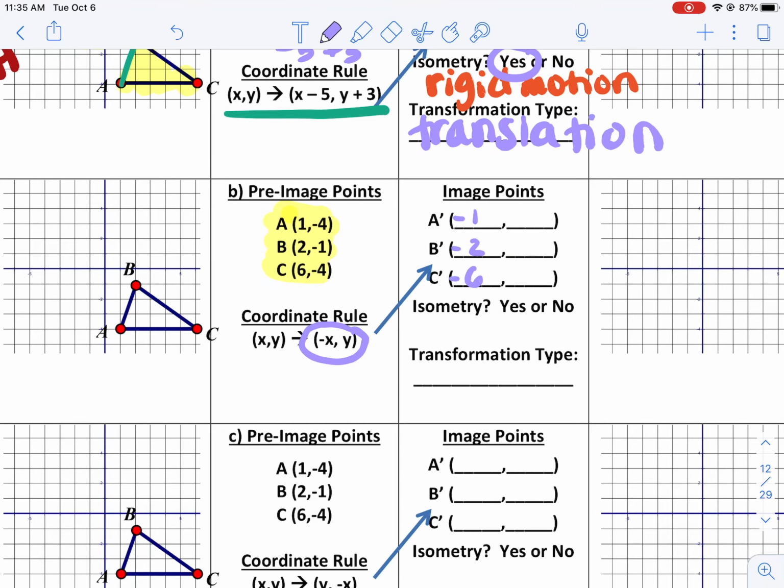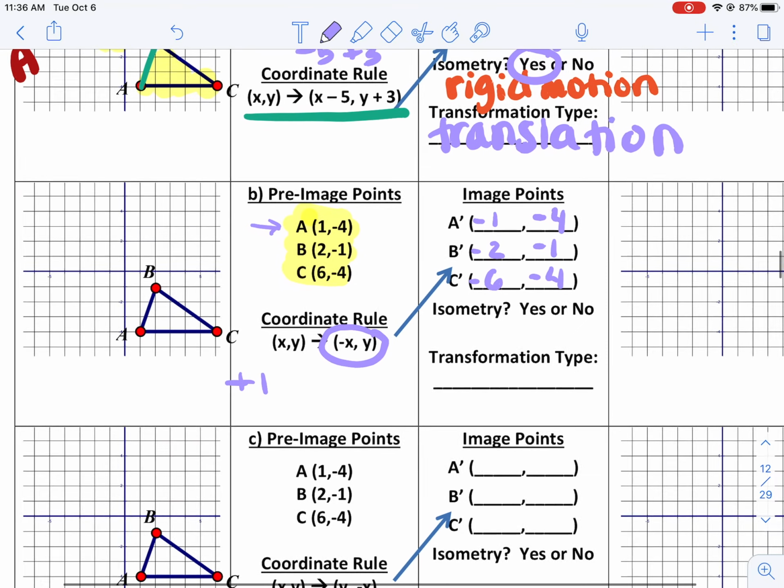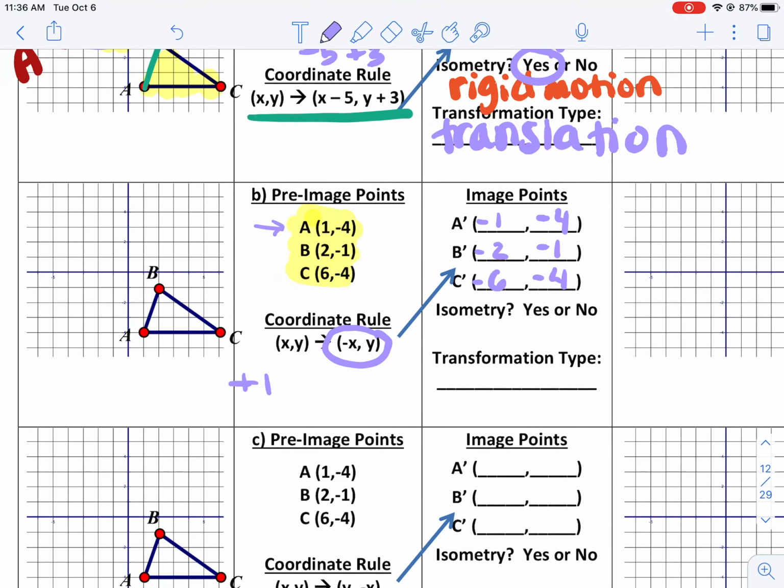Now, just to make sure, if in this one it was a negative 1, I would change it from a negative to a positive. So this negative is changing the sign. And now our y values are going to stay exactly the same. So I'm going to keep negative 4, negative 1, and negative 4. And now we're going to plot those points on our graph to see what that did to our triangle.